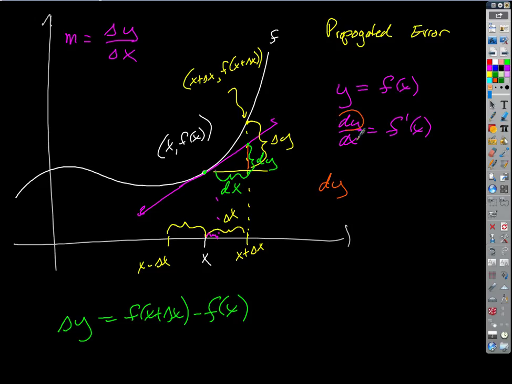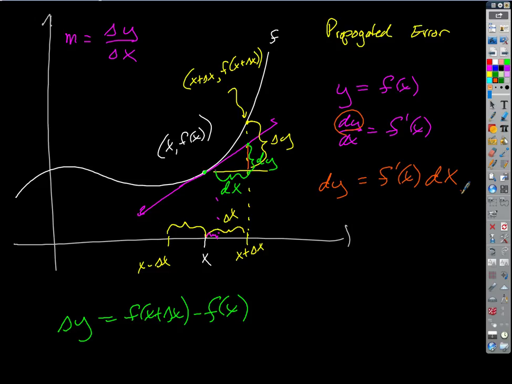Well, if I solve for dy, what do I get? f prime of x times dx, right? This is what we call the differential form of a derivative.